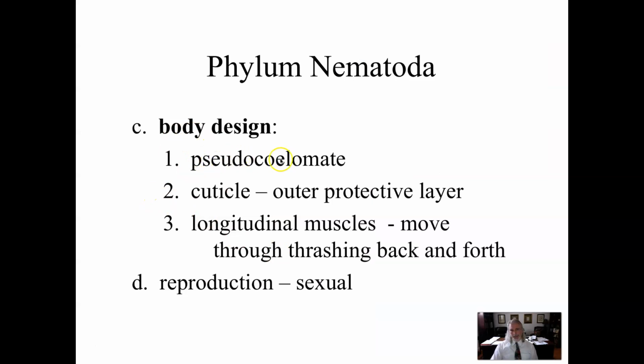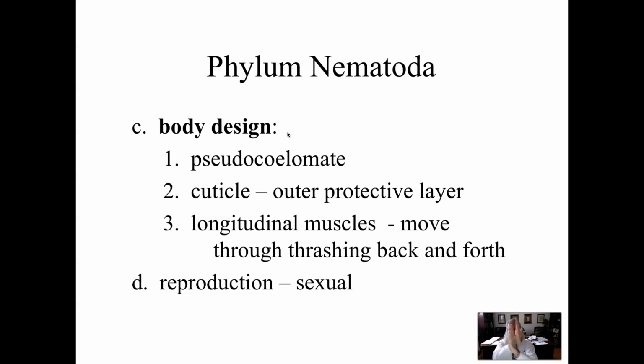Okay, body design, as we mentioned earlier, they're pseudocoelomate. They do have a cuticle, which is an outer keratin-like layer over the epidermis that serves for protection. And one of the unique things about nematodes is they only have longitudinal muscle. So the muscle in the body cavity only runs up and down. It doesn't run in rings, it just runs in one direction. And because of that, it dictates the way the worms can move.